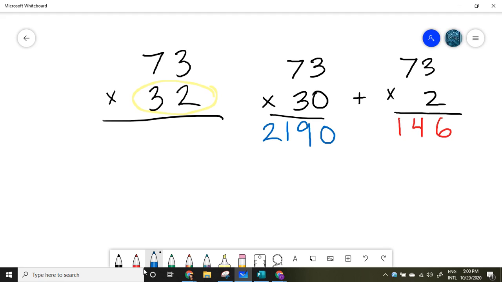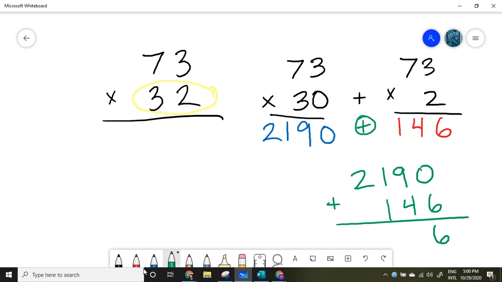What do I do next? I broke up my number 32 into 30 and 2. So that means I need to add my number back together again. So I will add 2,190 plus 146.